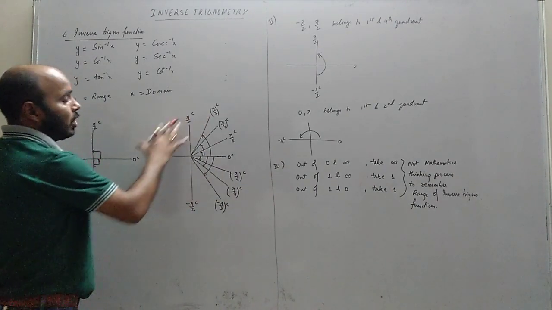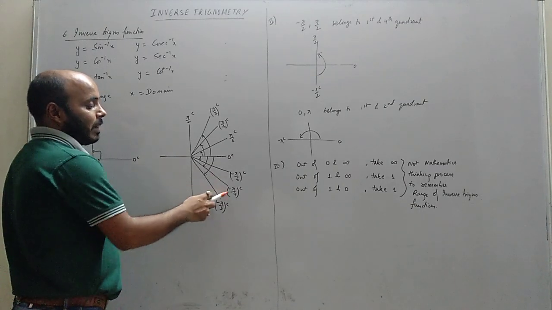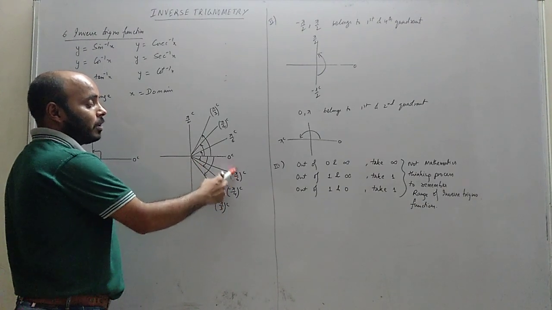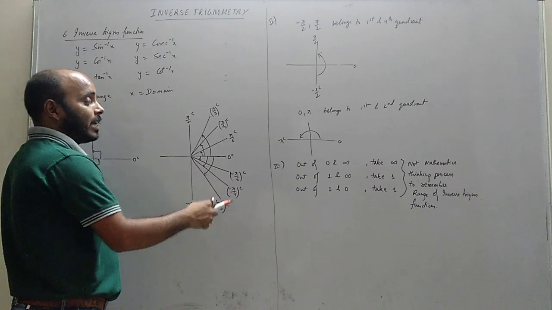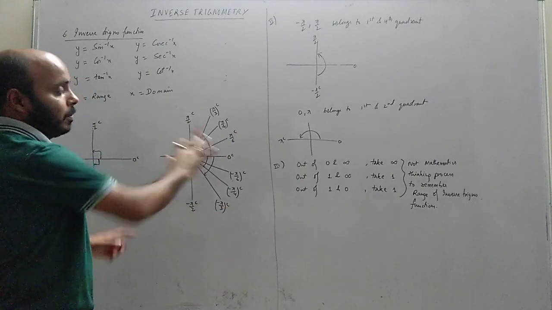So from this figure what we understand is, minus pi by 4 lies in which quadrant? Minus pi by 4 lies in fourth quadrant. Minus pi by 6 lies in which quadrant? Fourth quadrant. Pi by 4 lies in which quadrant? First quadrant. This you understand from this. Okay, these things you have to remember.